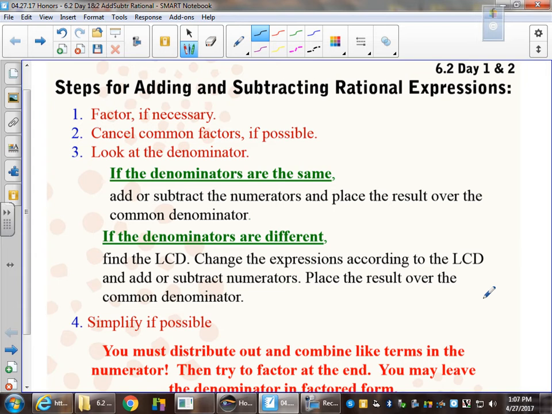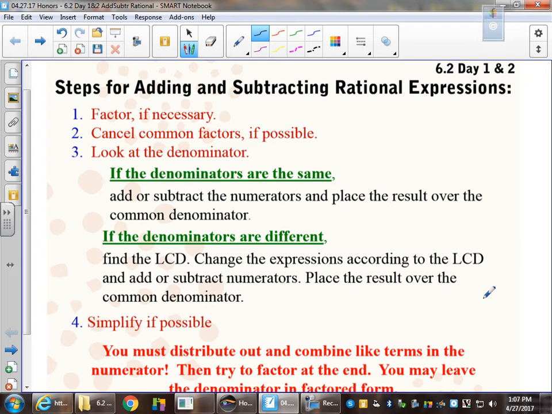Hi, everybody. This will be a lesson for the start of our new section, 6.2, on adding and subtracting rational expressions. 6.2 is going to actually cover all operations. So first we're going to do adding and subtracting, and then in the near future we'll learn how to multiply and divide. But today's focus, as you can see by the title, is just adding and subtracting.